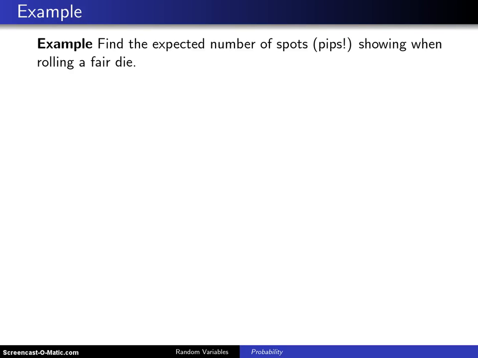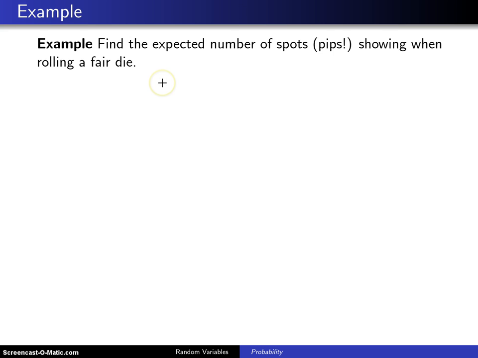The previous two examples considered a random variable that was discrete and it had two different possible mass values. This example will also consider a discrete random variable, but in this case there will be more than two mass values. Here's the example. Find the expected number of spots, and those spots, by the way, are known as pips. There is a name for everything, isn't there? Showing when rolling a fair die.